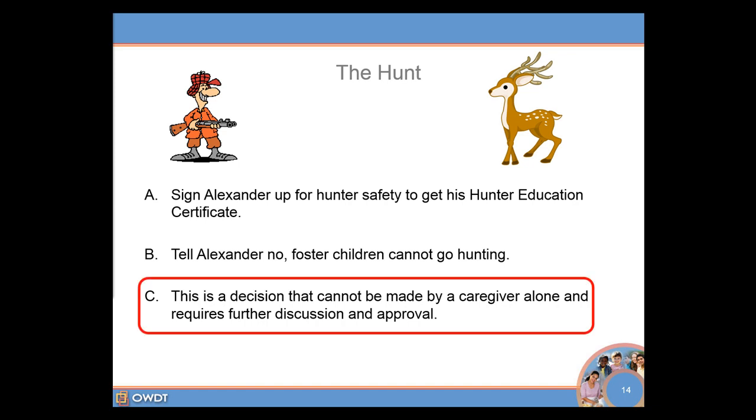The answer is C. Hunting and gun use requires further discussion and approval from the caseworker and parents, if applicable. If agreed upon and the child is found to be appropriate to go hunting, all laws must be followed and all hunting certificates and licenses must be obtained.